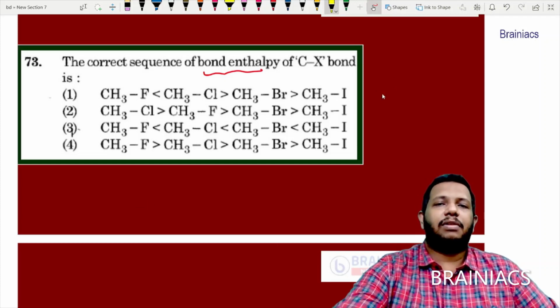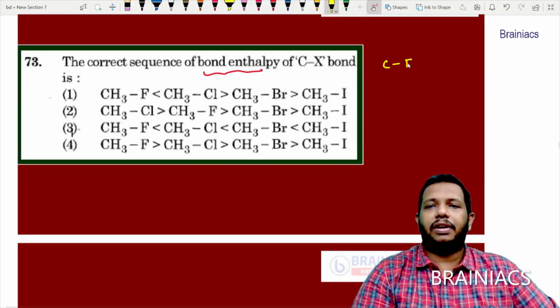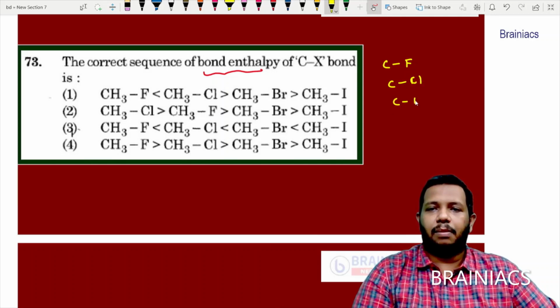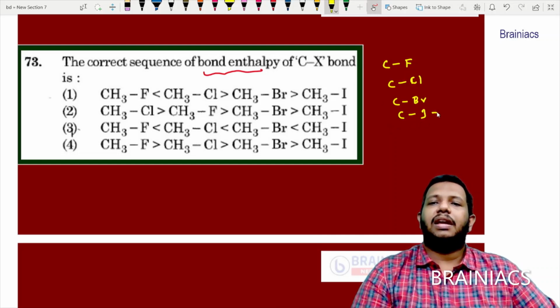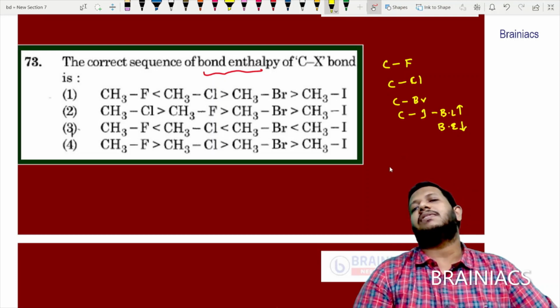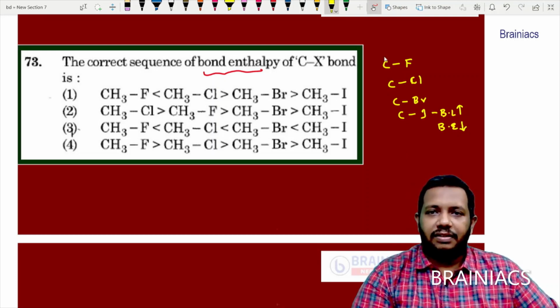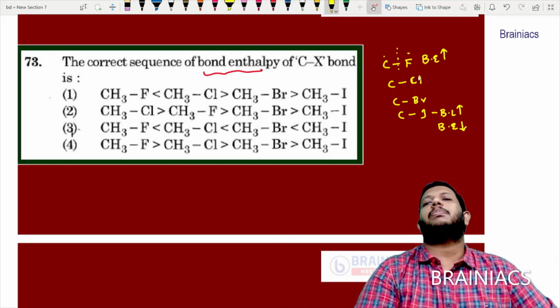So here they have compared different carbon halogen bonds. They have given the C-F bond, then the C-chlorine bond, C-Br bond, and C-iodine bond. Out of this, the bigger atom is iodine, so its bond length will be very high. If its bond length is very high, then surely its bond energy will be very less, you can easily break it. Here the smaller one is carbon and fluorine, so you need a huge amount of energy to break this bond. So its bond enthalpy is very high.